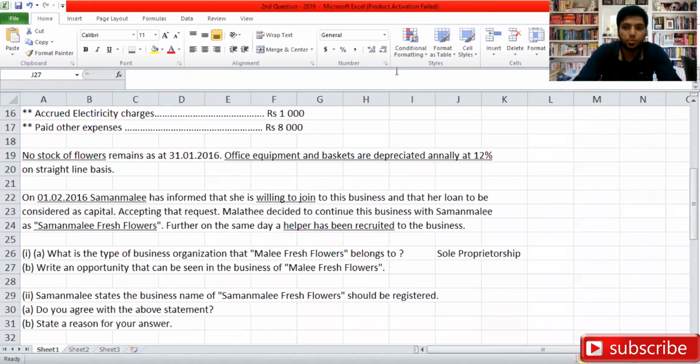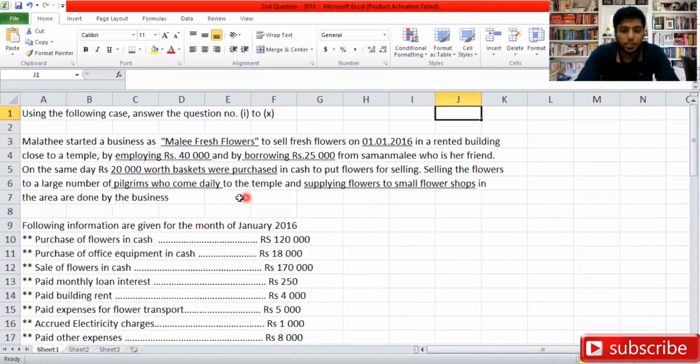Let's move on to the next. When we move on to the next part, write an opportunity that can be seen in the business of Mali Fresh Flowers. You might see the opportunity, we have already marked it here. We said that pilgrims who come daily to the shop, that's one opportunity. Opportunity means it's something which you are getting outside the business, it's not inside. If you get something inside the business, we say it as strength, or we can say it as weakness.